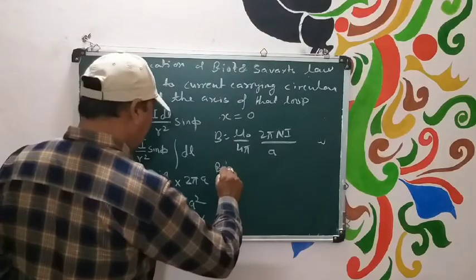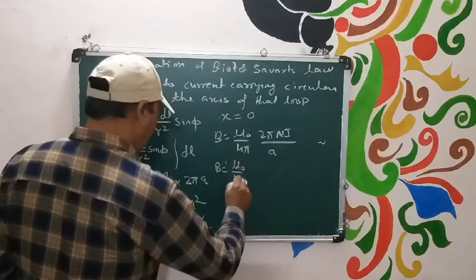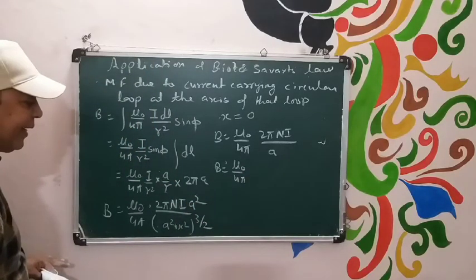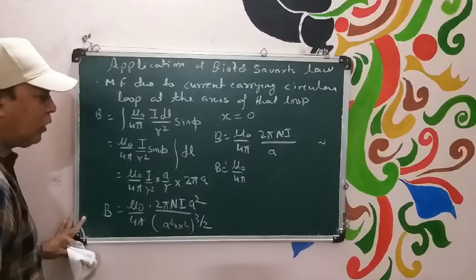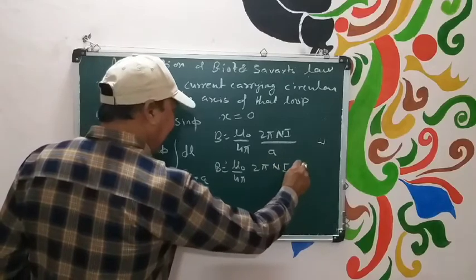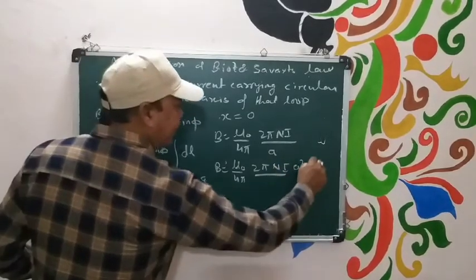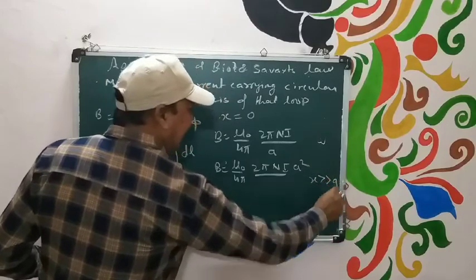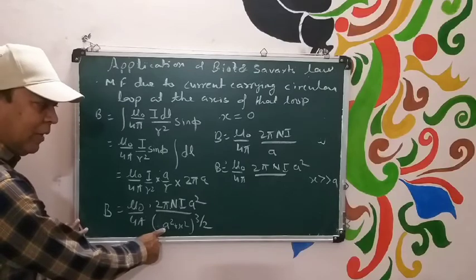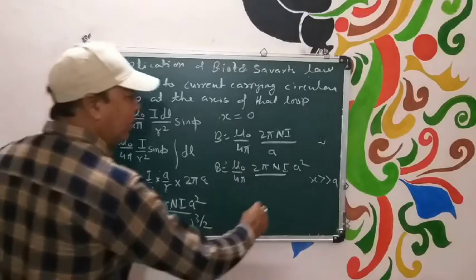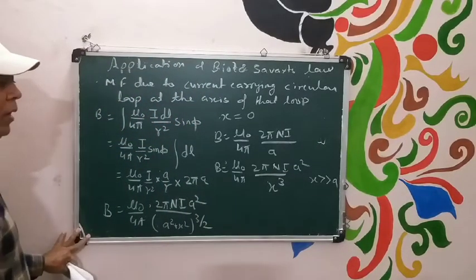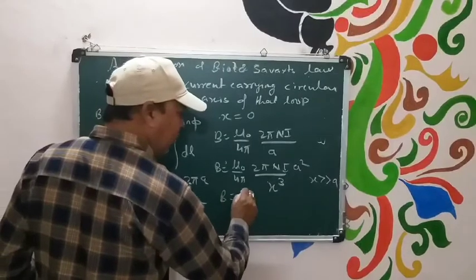We can write this formula also in this way. Mu naught upon 4 pi. If x is greater than a, so this formula may also be reduced in form 2 pi n I a square. Now if x is greater than a, that means coil is very small, so a square may be negligible. So you can write x square raised to power 3 by 2. This may become x cube. Is that clear? So थोड़ा सा आप चाहें तो और भी मॉडिफाइड कर सकते हैं.